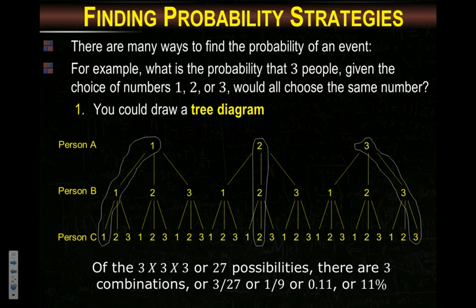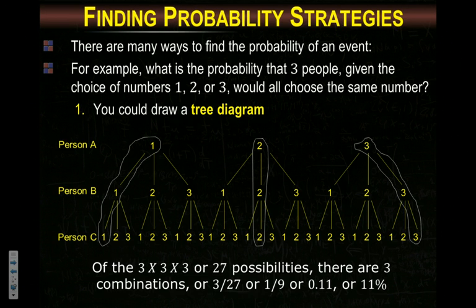Okay? There are 27 different possible outcomes to this, where the people would choose different numbers. Out of those 27, there are only 3 where they chose the same number. Okay? Which is 3 out of 27, or 1 out of 9, or 0.11, or 11%. So there's an 11% chance that 3 people would all choose the same number. Right? And we could do an experiment with that.